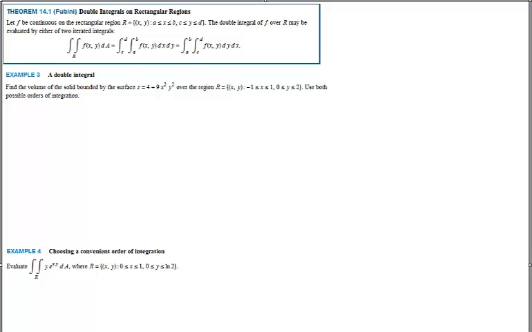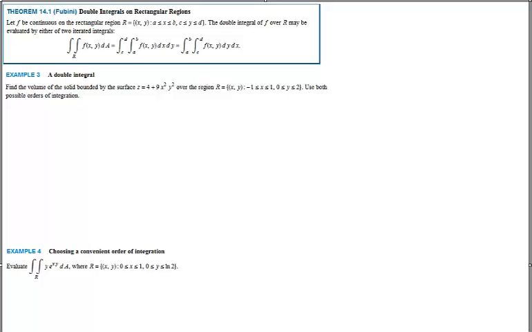From example 2, we get the following theorem, where it doesn't matter in which order we perform this integration. Just be sure to keep your limits of integration with the appropriate respect, whether it be the x or the y. In example 3, we are to find the volume, and we are supposed to integrate with respect to x and then y, and then also y then x, and we're supposed to show that we get the same answer.